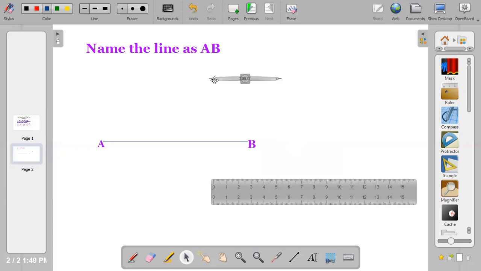Now the next thing is to bisect the line. When you want to bisect the line, remember you need to pick a radius that is more than half of the line. Center at A, strike an arc above and below.